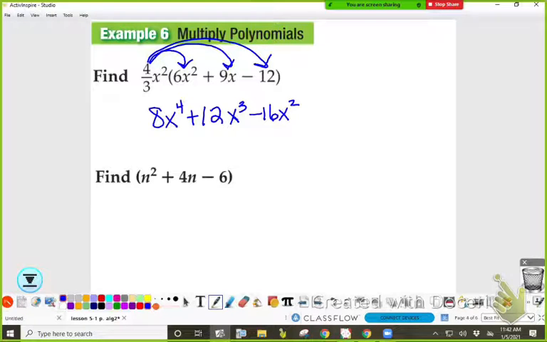Now, would we just add them? You can't. You don't have any like terms here. That's a good question. I'm glad you asked that. They have to be the same exact exponent to be able to add them, and they're not.